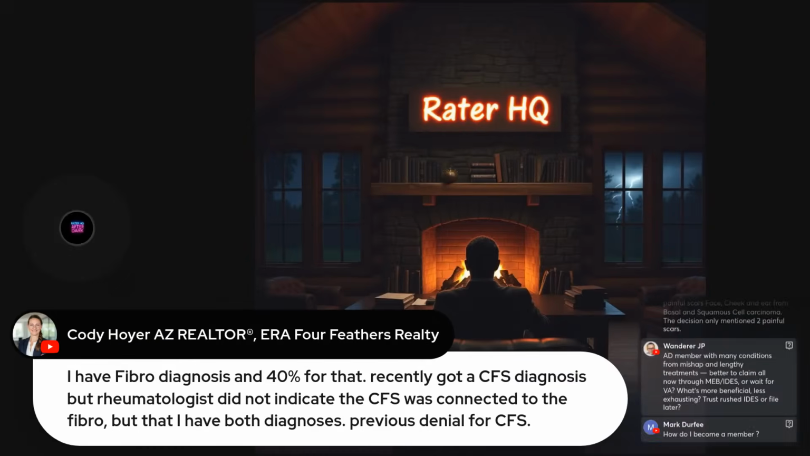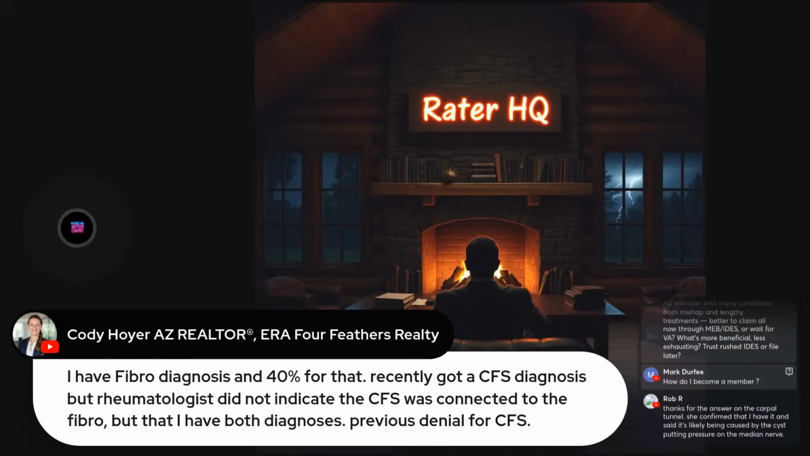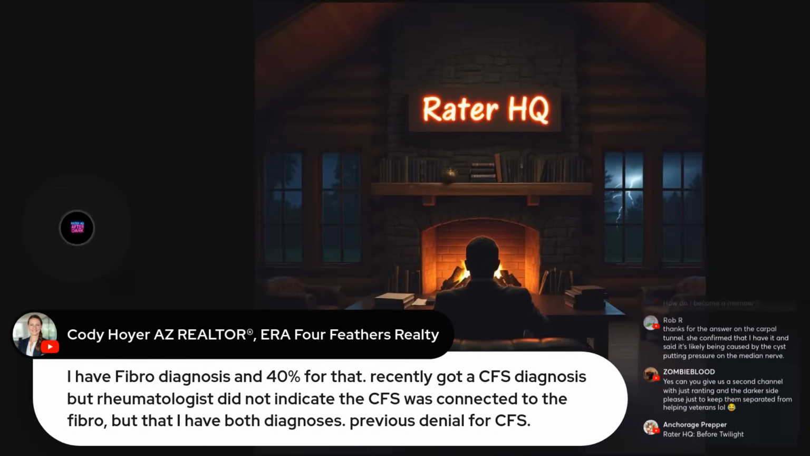I have fibro diagnosed and rated 40% for that. Recently got a chronic fatigue syndrome diagnosis, but the rheumatologist did not indicate the chronic fatigue syndrome was connected to fibro. Okay, does it have to be connected to fibro? Cody, did you deploy? I'm actually looking at the live chat here, Cody. If you could just type, did you deploy anywhere fun like Iraq, Afghanistan, Southwest Asia? If you did, then you don't need to, before Twilight. Nice. Nice. Sorry.